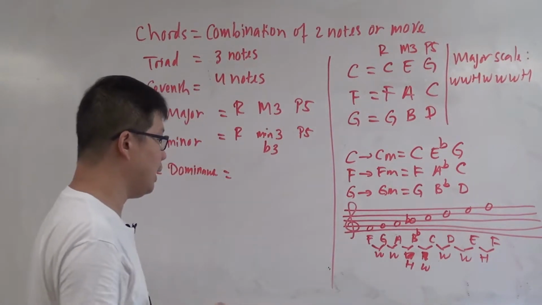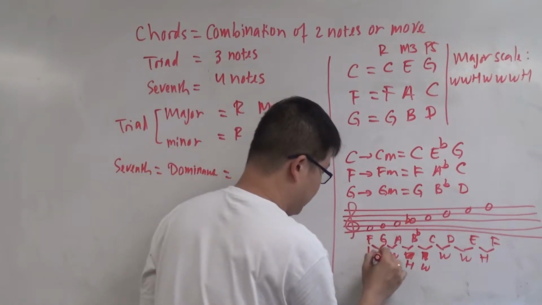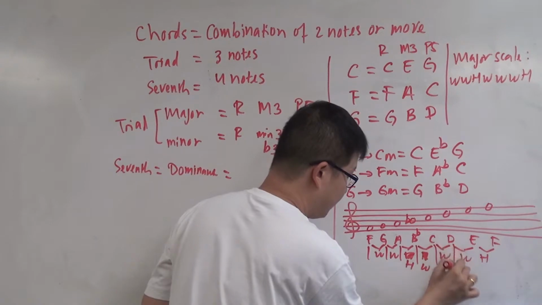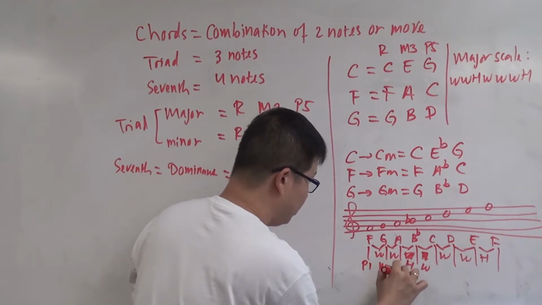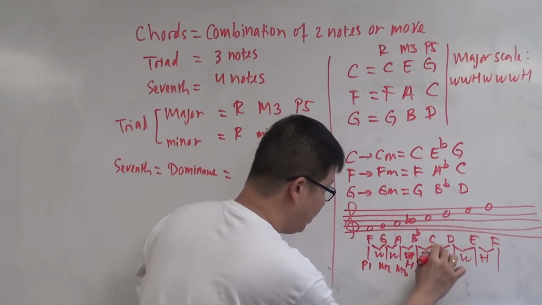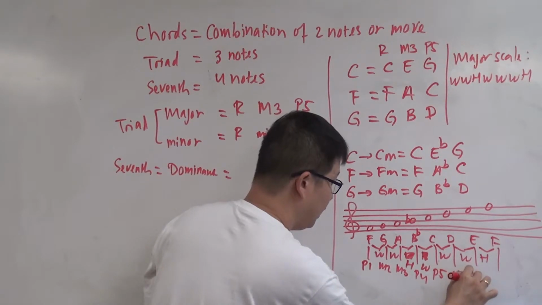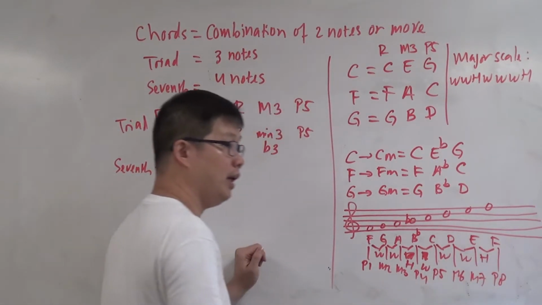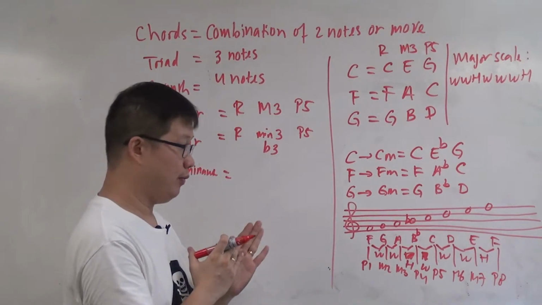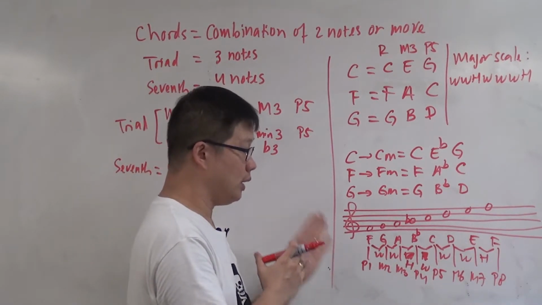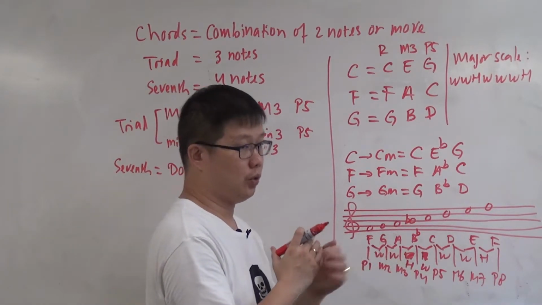Now once you get the scale correct, the next step is to put the interval based on the scale. Now the intervals are going to be P1, M2, M3, P4, P5, M6, M7, and P8. If you notice, the interval is always the same. But before you put the interval, you need to ensure the scale is correct. Once the scale is correct, the interval should be correct as well.